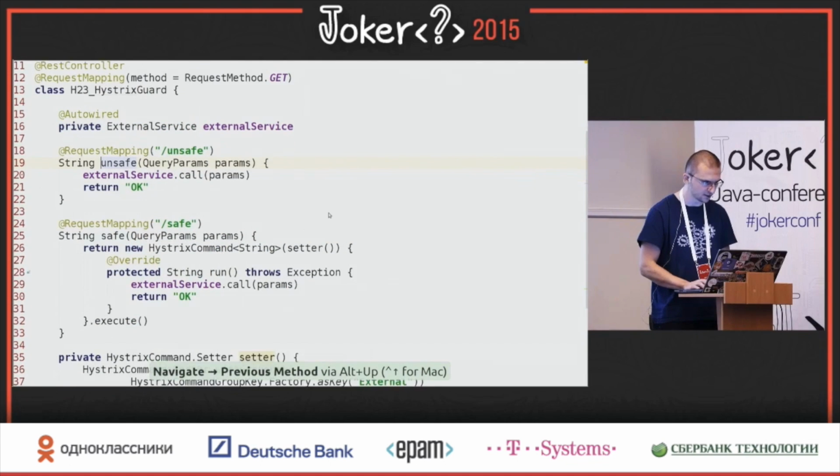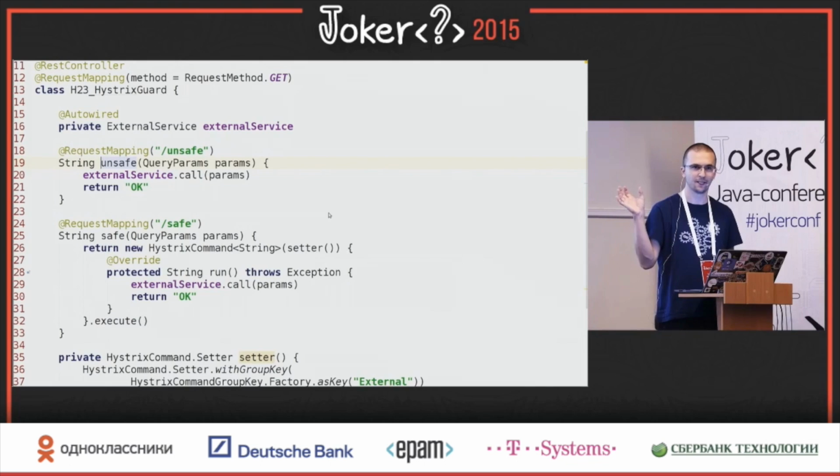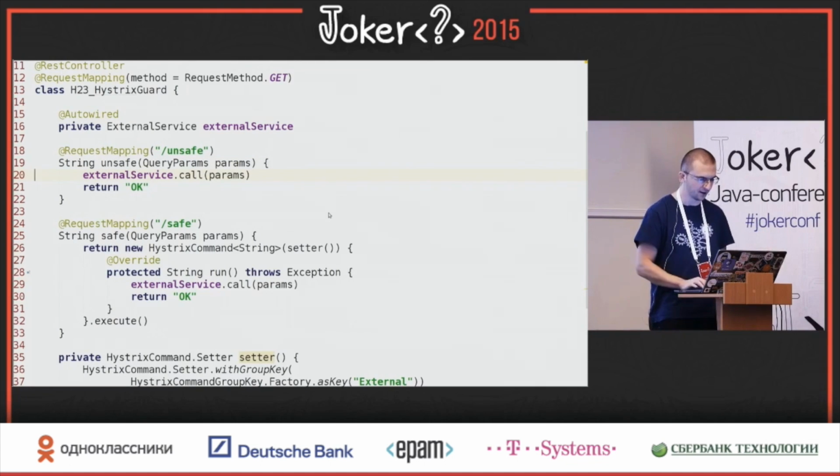How many of you understand what's on this part? Do you kind of recall what's going on here? Just briefly, it's a Spring MVC or Spring Boot application with a single controller. It's a REST service, right? And it has two endpoints.